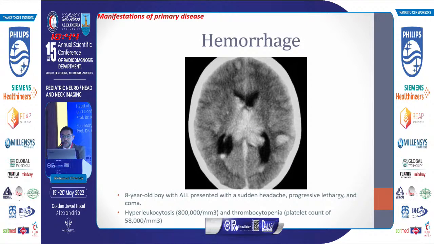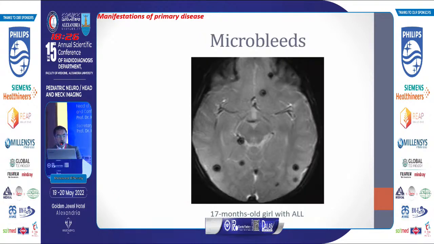Like in this case, extensive hemorrhage seen within the ventricles and in the corpus callosum and in the brain parenchyma. In this 8-year-old patient with acute lymphocytic leukemia with leukocytic count over 800,000 per cubic millimeter. Again, the hemorrhage can be presented as microbleeds that's shown as susceptibility blooming artifact on susceptibility weighted images, as in this patient.